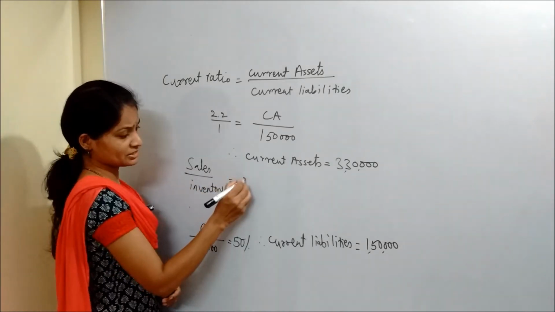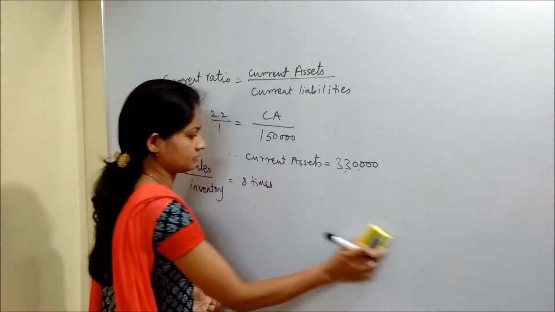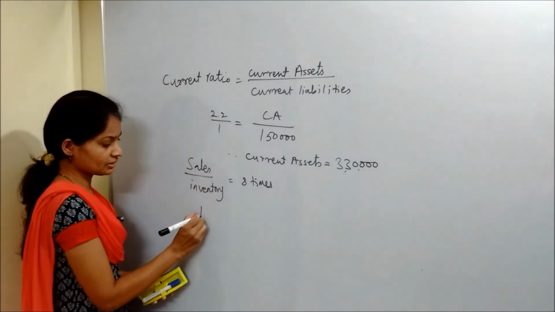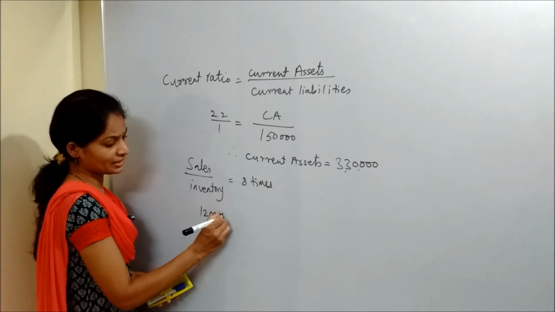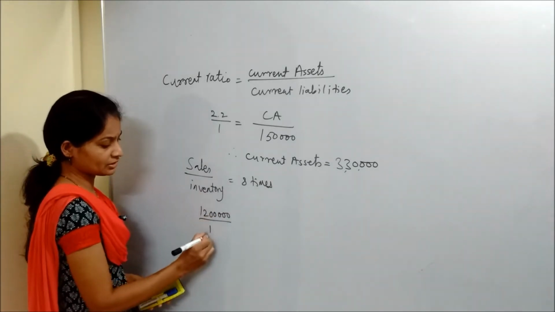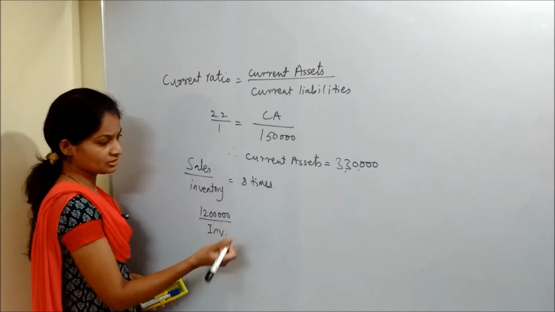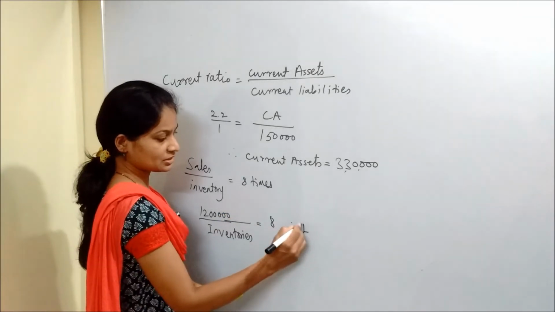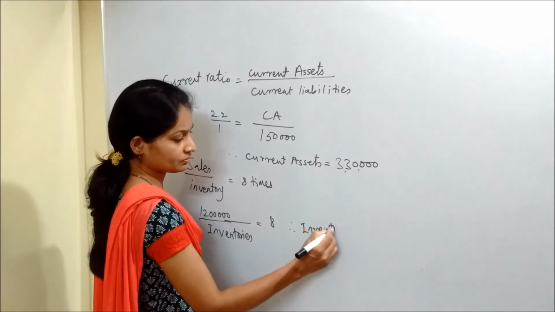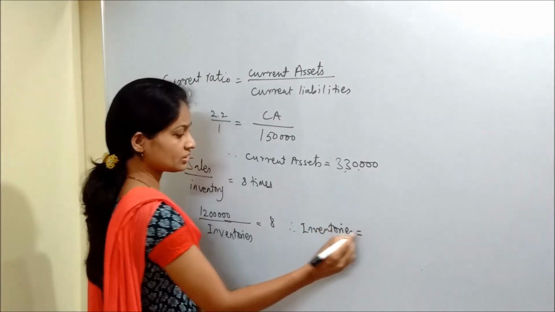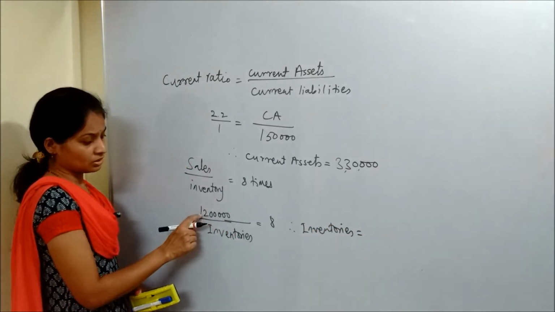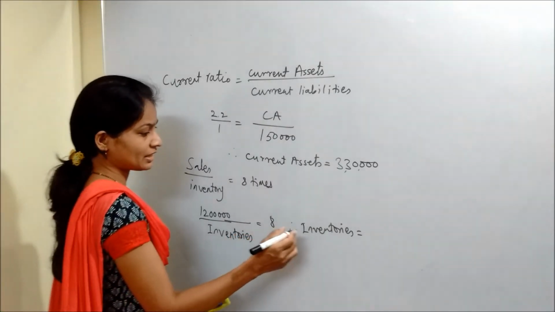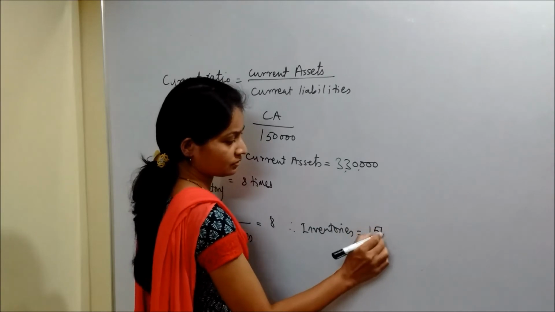And sales ratio is 8 times. Now what we can do, sales amount is already available, that is 12 lakhs. We do not know inventory, so I am writing as it is inventory equals to 8 times. So you can easily find out inventories. Inventories equals to 12 lakh divided by 8. So the answer comes to 1,50,000.